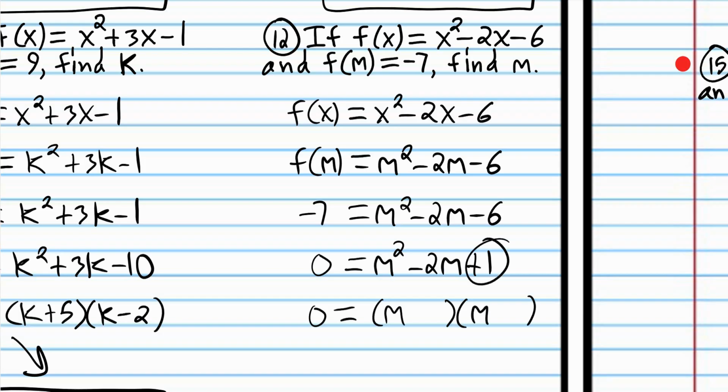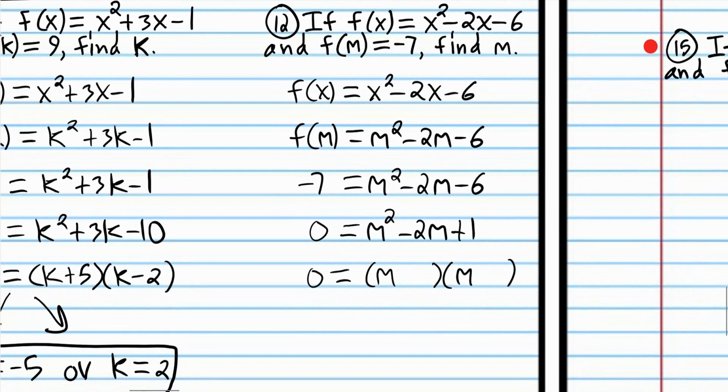What two numbers can we multiply to get 1, and when we add them, we get -2? What are two numbers such that when you multiply them, you get 1, and if you add them, you get -2? Well, that's -1 and -1.